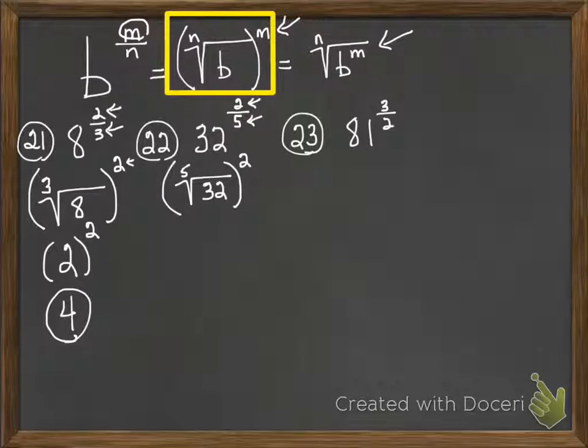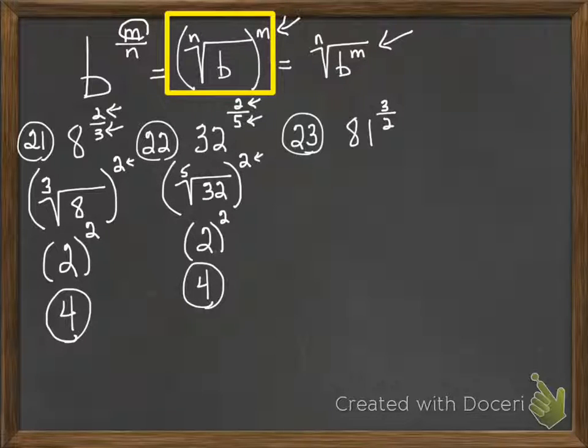We're going to do our parentheses first. So the 5th root of 32 means what times itself 5 times is 32. That's one of the numbers we're going to try to memorize. The 5th root of 32 is 2, because 2 times itself, 5 times is 32. So we're going to do the parentheses first, and then we're going to do our power. 2 to the second power is 4.